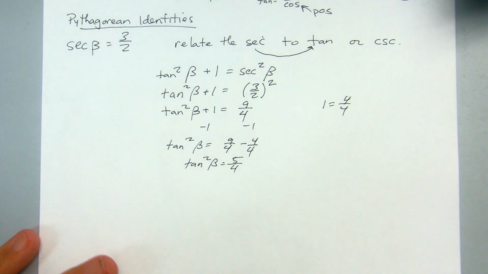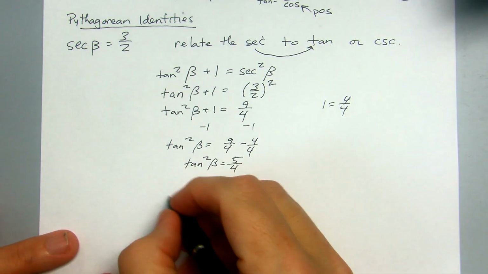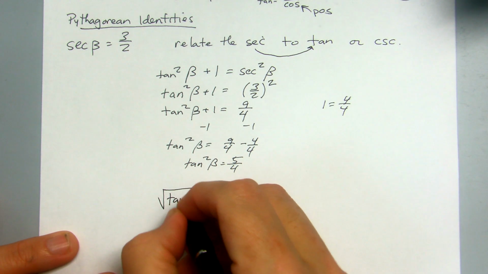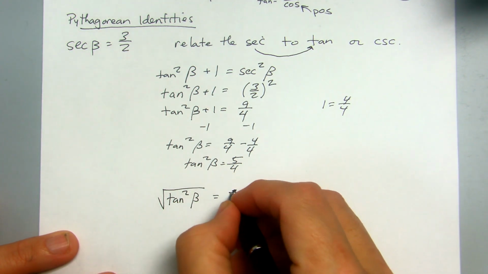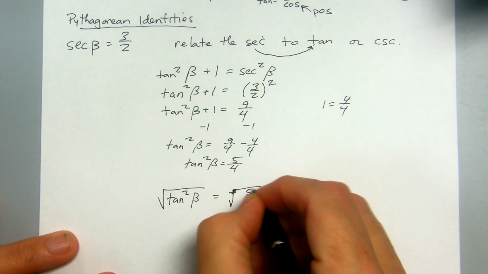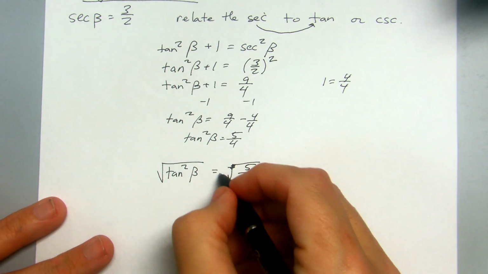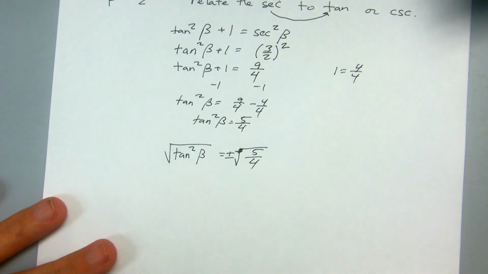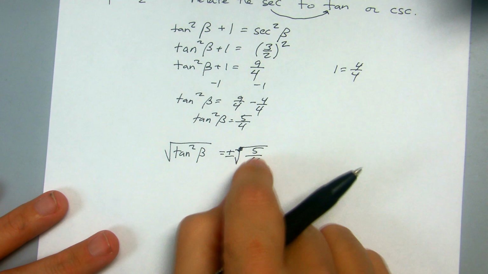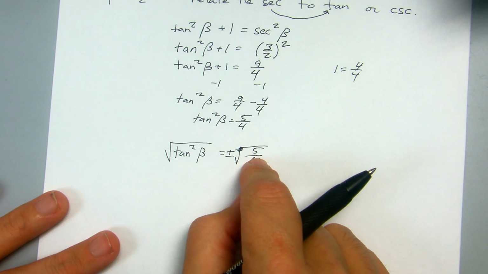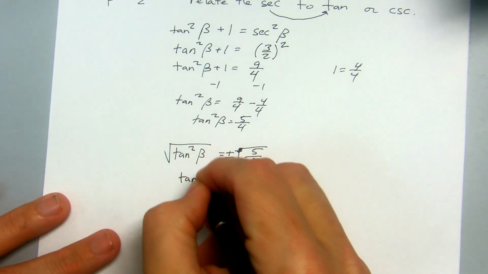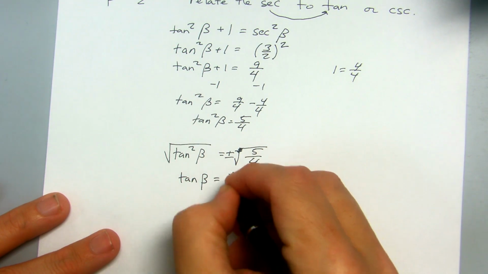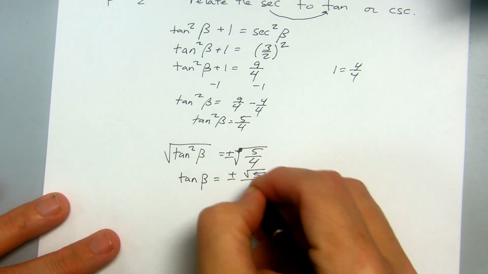Now, in order to solve this, I need to take the square root of tangent squared beta. That's going to equal the square root of 5 over 4. Actually, it's going to be equal to positive or negative square root of 5 over 4, because I don't know which one I have, the positive or the negative one. So the tangent of beta is equal to positive or negative square root of 5 over 2.